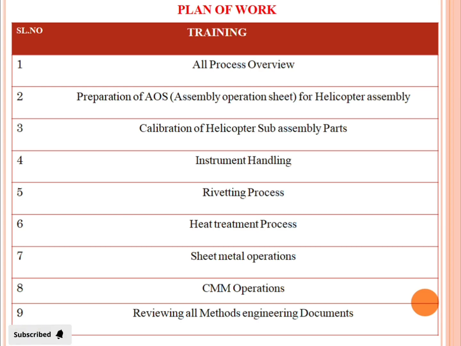Instrument handling. An engineer must have brief knowledge of instrument handling. Fifth one is riveting process, types of rivets used for the subsequent process.